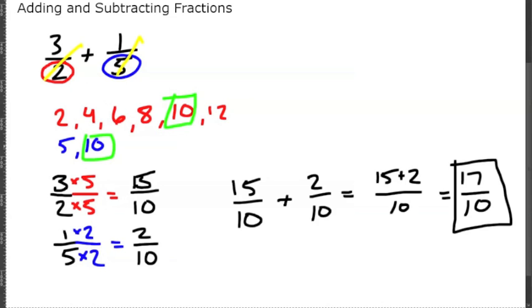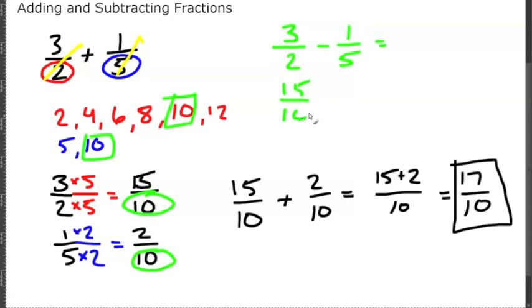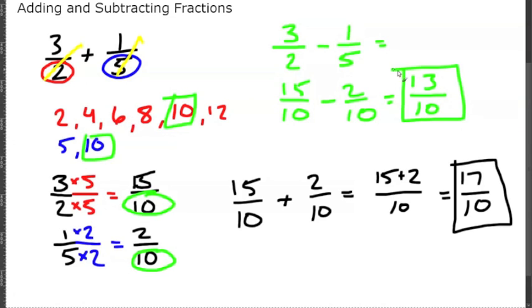Looking real quick as a side note, if I was to give you 3 over 2 minus 1 over 5, you would do the same exact steps you did here in trying to find fractions that have the same exact denominator, but it would be 15 over 10 minus 2 over 10, and 15 minus 2 is 13, all over 10. So 13 over 10 would be the answer if you were subtracting the two fractions.